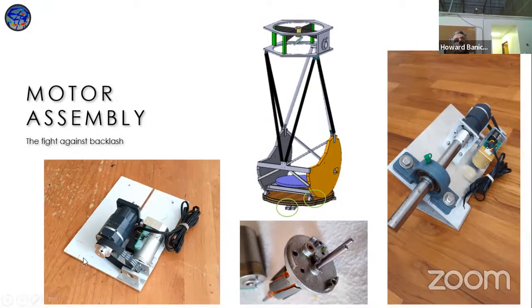So this one is the azimuth and slots basically into one of the legs, because one of the roller assemblies is actually driven directly out of this, if it makes sense.